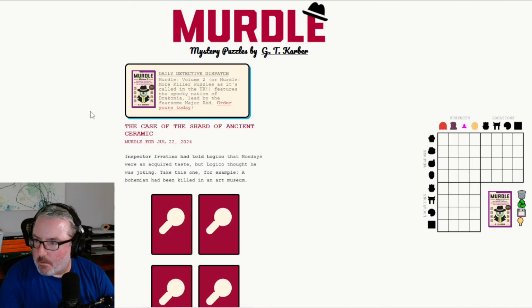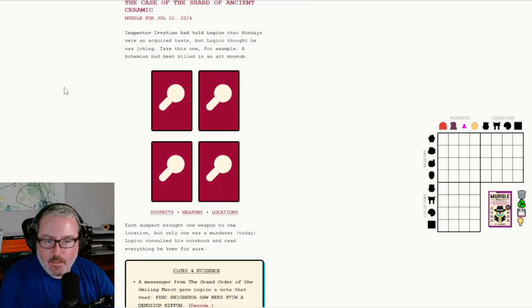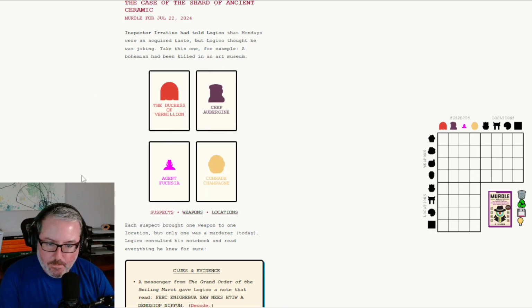Let's go to the regular Murdle. You see, it's just slightly more suspects, more locations, and more weapons to go through. So this is going to be the case of the Shard of Ancient Ceramic. Inspector Iratino has told Logico that Mondays were an acquired taste. Well, that's apt for this puzzle and today. But Logico thought he was joking. Take this one, for example. A bohemian had been killed in an art museum. Each suspect, of course, brought one weapon to one location, blah, blah, blah. Okay, so what are our suspects? We got the Duchess Vermilion, Chef Aubergine, Agent Fuchsia, and that is really hard to read with that color.